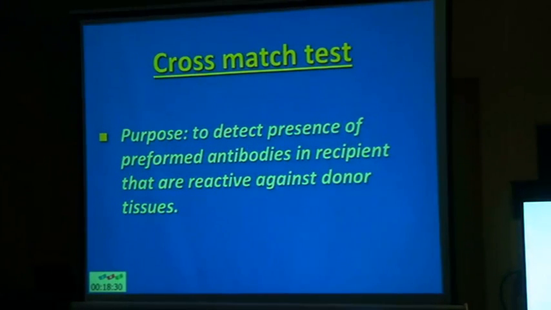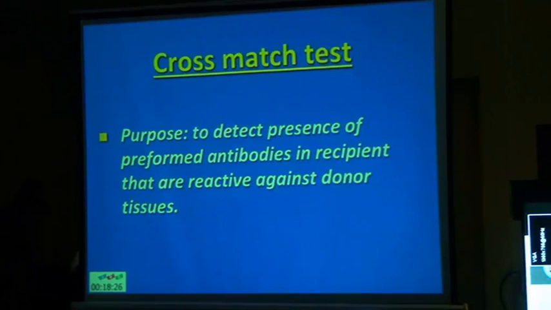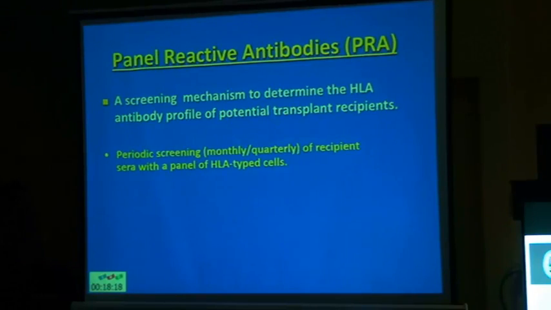Cross-match test: the purpose of the cross-match test is to detect the presence of preformed antibodies in the recipient that are reactive against the donor tissue. Panel-reactive antibody is a screening mechanism to determine the HLA antibody profile of a potential transplant recipient.